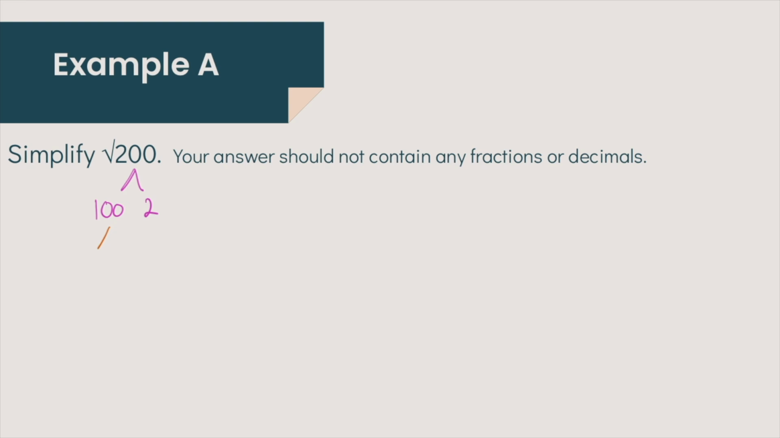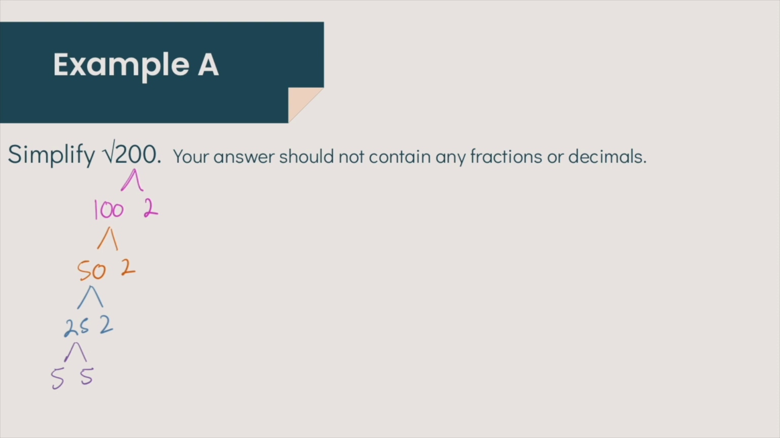But 100 I could break down to 50 and 2. And again, I can't go any further with the 2, but I could break down 50 again to 2 and 25. And I could break down that 25 again into 5 and 5. And now there, I've got all of my prime factors.